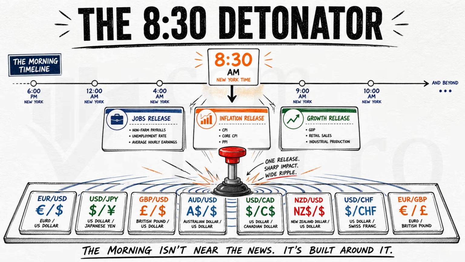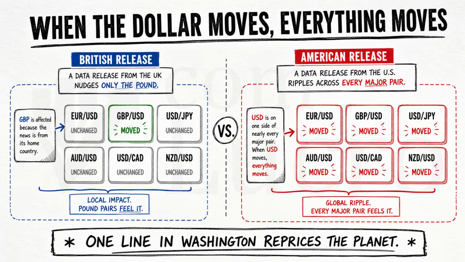But there is still a detonator in the first part of this session, and it's not the open itself. It's the calendar. The United States publishes its most important numbers at 8:30 in the morning New York time, right around the session open. The monthly jobs report, inflation, growth. And here's why that matters more than any other country's data. When a British number surprises, the pound moves. When an American number surprises, the dollar moves. And the dollar is on one side of nearly everything. One line on a screen in Washington can reprice every major pair on your platform inside a minute.